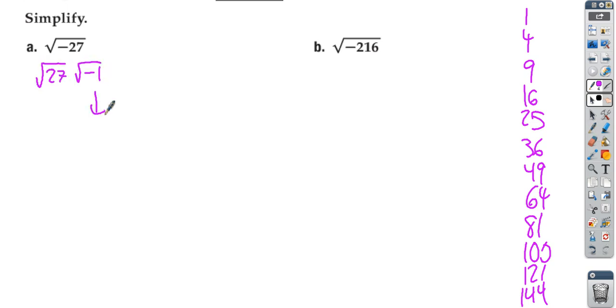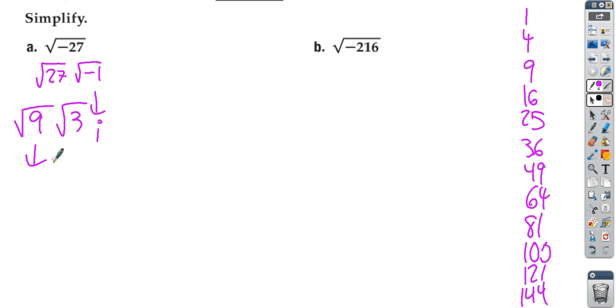root -1, which equals i. And now if you look at root 27, if you look at this list, what's a perfect square that divides evenly into 27? Well, obviously 36 is too big. We would start at 25 and just count backwards. 25 doesn't work, 16 doesn't work, but 9 does. Okay, 27 turns out to be 9 times 3. The square root of 9 times square root of 3 is root 27.